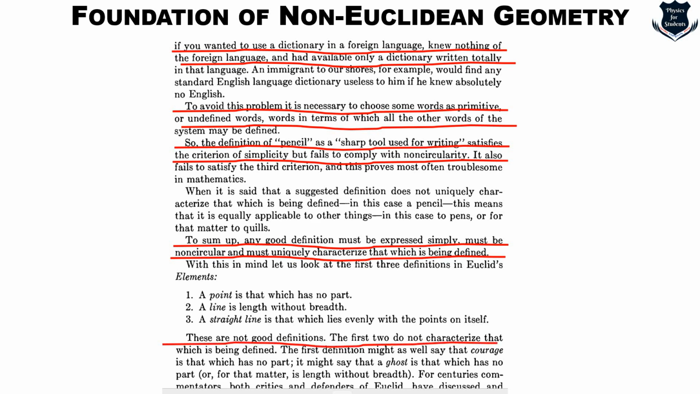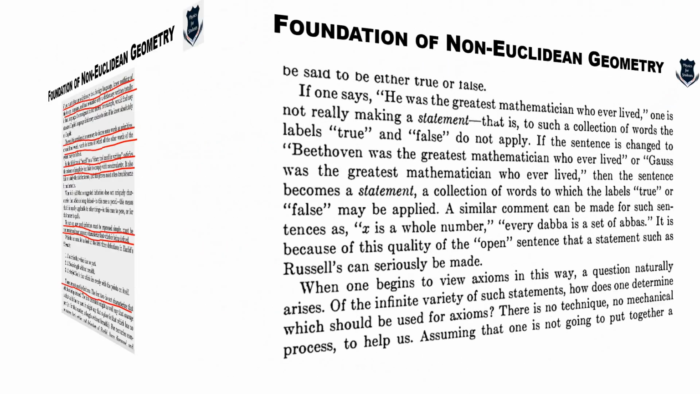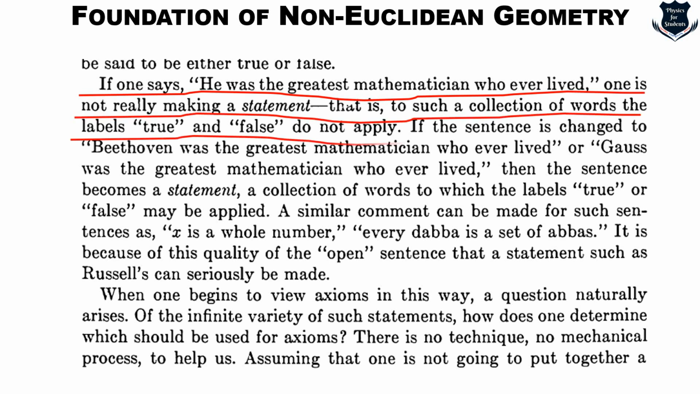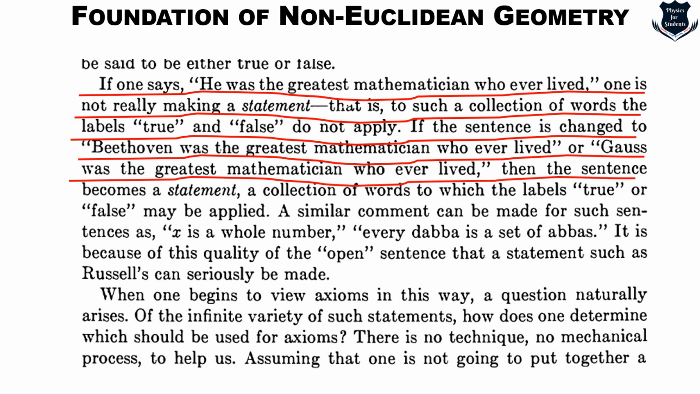So these are not good definitions, and he goes on explaining that. Now here he gives another example. If one says he was the greatest mathematician who has ever lived, one is not really making a statement, right? So if the sentence is changed to Beethoven was the greatest mathematician who has ever lived, or Gauss was the greatest mathematician, anyway, Beethoven was not a mathematician, he was a musician, then the sentence becomes a statement, a collection of words to which the labels are true and false.